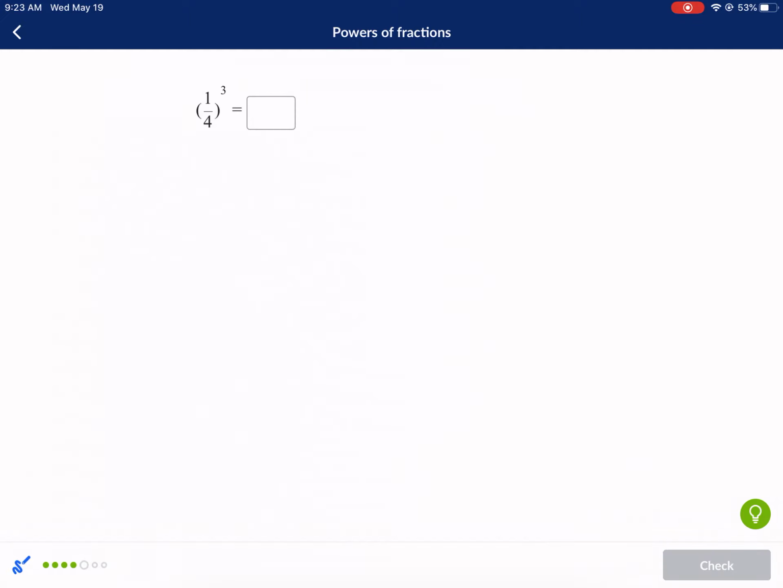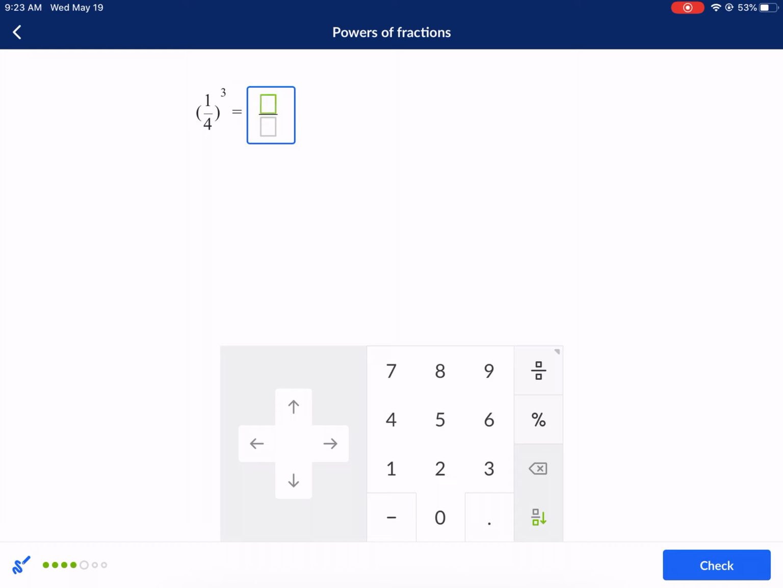We have 3 more to go. I'm just going to do this one off the cuff. So we have 1 cubed, I know, is 1. 4 cubed, 4 times 4 is 16. We have to multiply 4 a third time, and that's 64. 1 over 64.